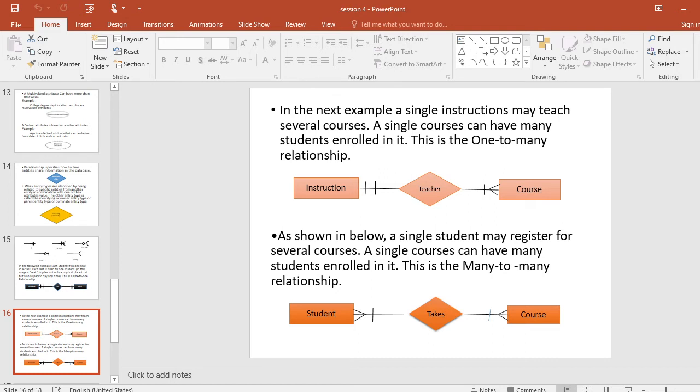Next, as shown below, a single student may register for several courses. A single course can have many students enrolled in it. This is also a many to many relationship, because many students take many courses. That is also your student choice. That's why it is a good example of a many to many relationship. So, many to many relationship.